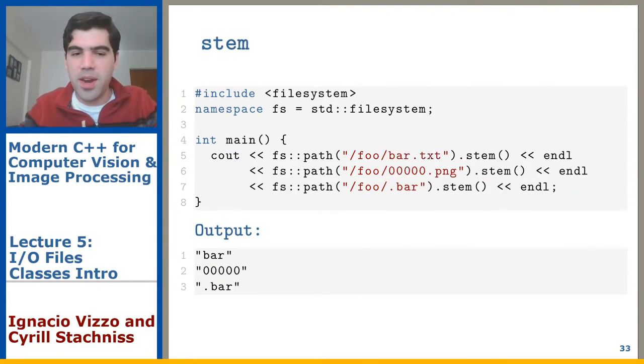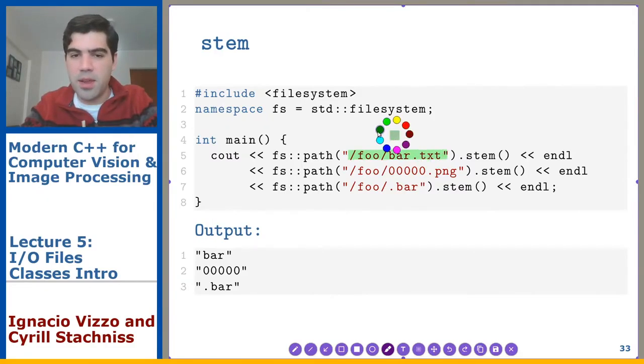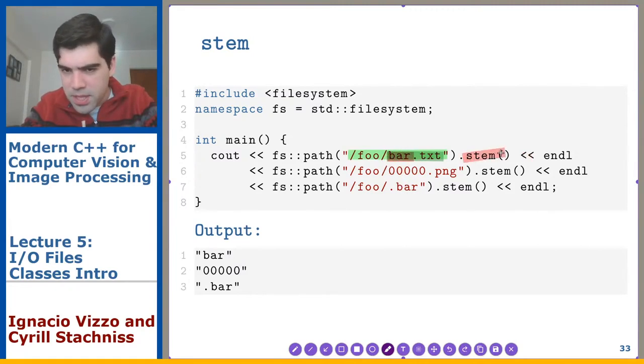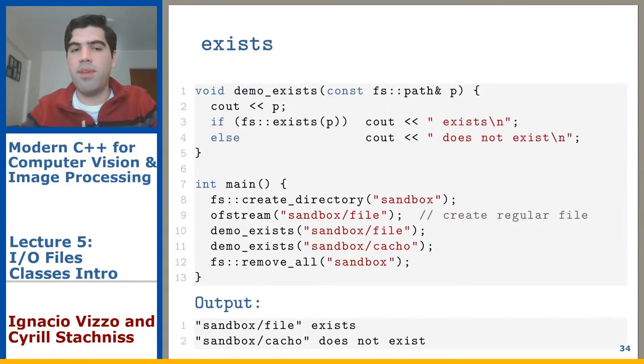More examples in here. Also, you can take the stem out of the file. If this is the path to your file, then the file name will be bar.txt, and then the stem will be bar. So if you ask for the stem, then you will get bar. This is really, really useful while working with the filesystem.